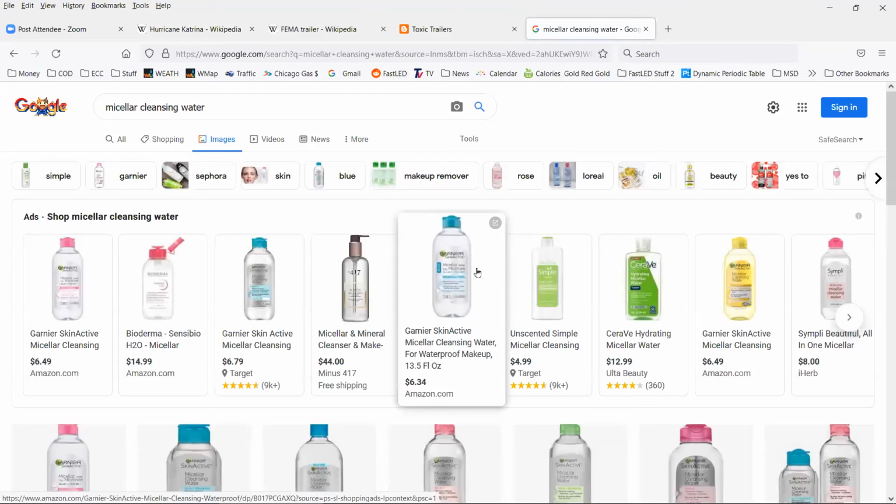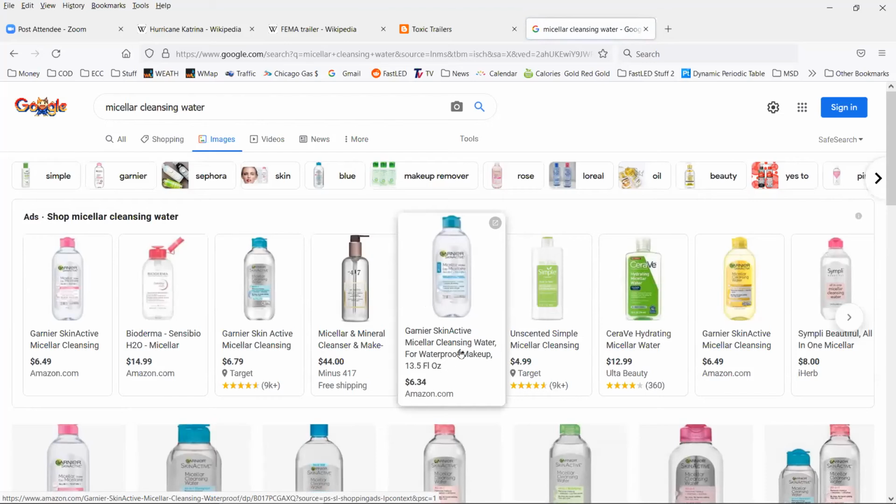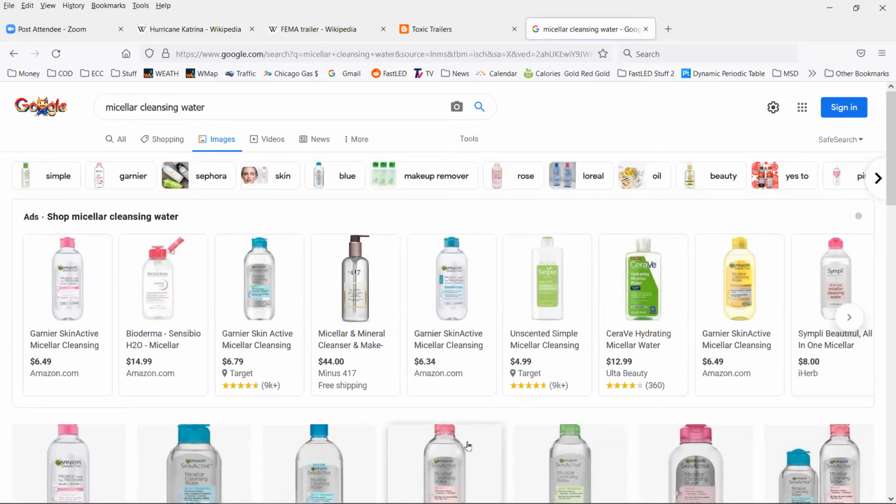How many see bottles on your screen of micellar cleansing or micellar cleansing water? Guess what? First of all, I've been told I don't use them, but a number of students have told me it works very well. It's a good product.